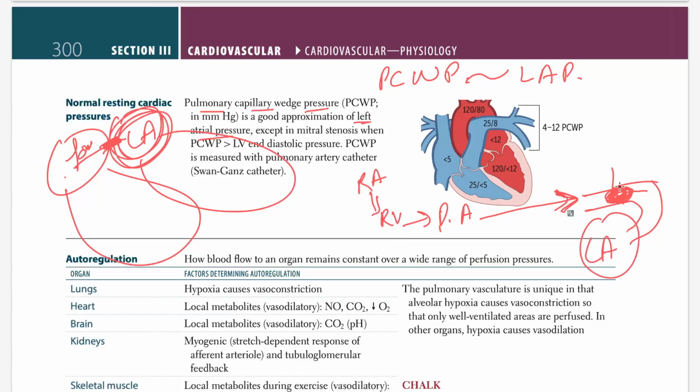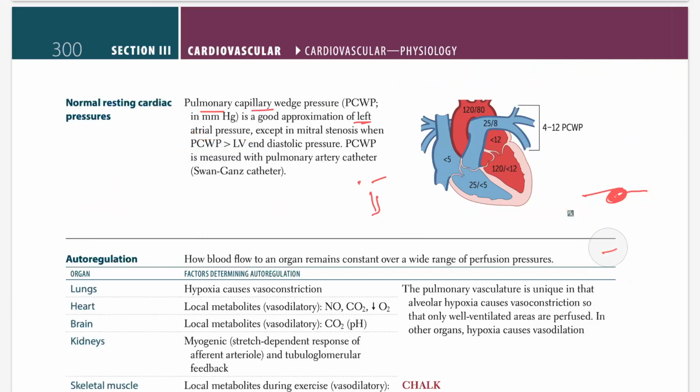So whatever this pressure is, we call it PCWP, pulmonary capillary wedge pressure, and we say it is approximately equal to left atrial pressure, because you don't want to break up anything to go into the left atrium. You don't want to make a hole through it in order to get there. So let's read what the book has to say. PCWP is a good approximate of left atrial pressure, except in mitral stenosis.